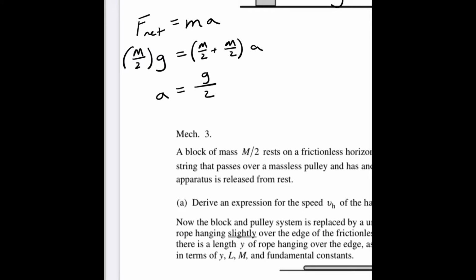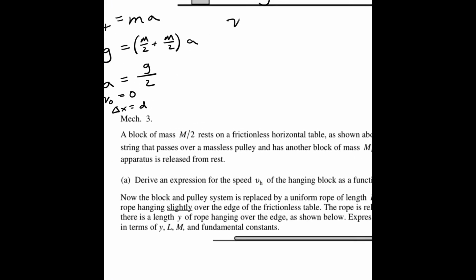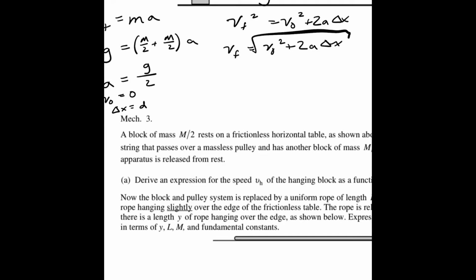Let's think about what else I know in terms of kinematics. I know v initial is 0. I know that my change in position is d. I don't know t and I don't know vf. So I just need to pick a route. I'm going to go with v final squared equals v initial squared plus 2a delta x, because it doesn't have t in it, which is going to give me that v final is equal to the square root of v initial squared plus 2a delta x.